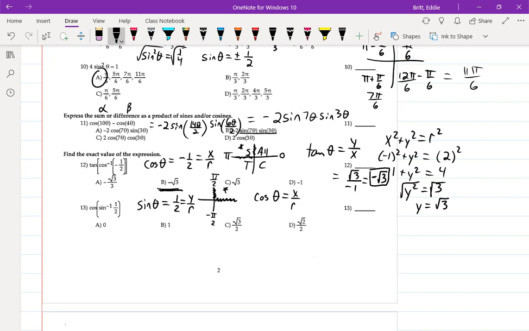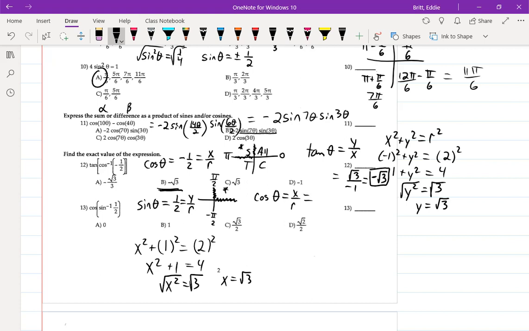x squared plus y squared equals r squared. So x squared plus 1 squared equals 2 squared. All right, so I'll get x squared plus 1 equals 4. So x squared equals 3. Take the square root of both sides. And I would normally put a plus or minus, but since I know it's in the first quadrant, the x has to be positive. So x is equal to positive square root of 3.